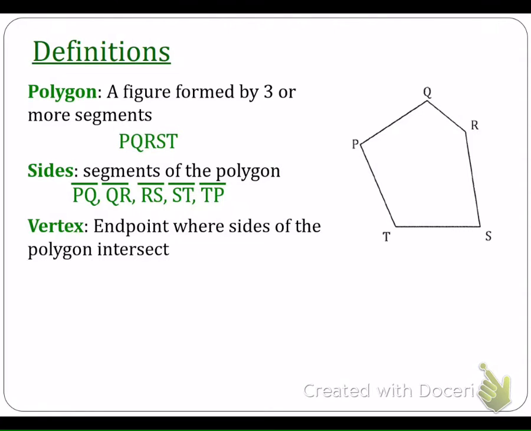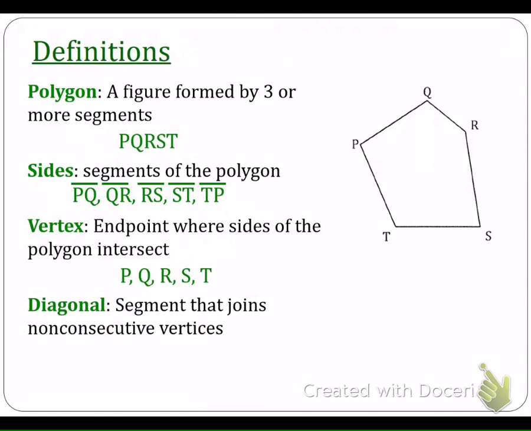Each vertex is an endpoint where the sides of the polygon intersect. So those points, point P, point Q, point R, point S, point T. And diagonals are segments that join non-consecutive vertices. This word is vertices. It's vertex made plural. It's not vertexes. It's vertices.